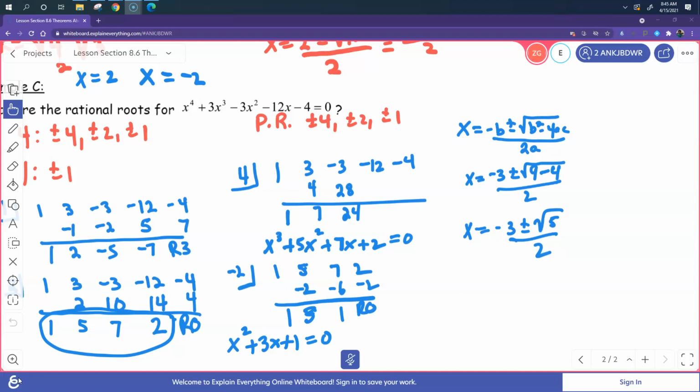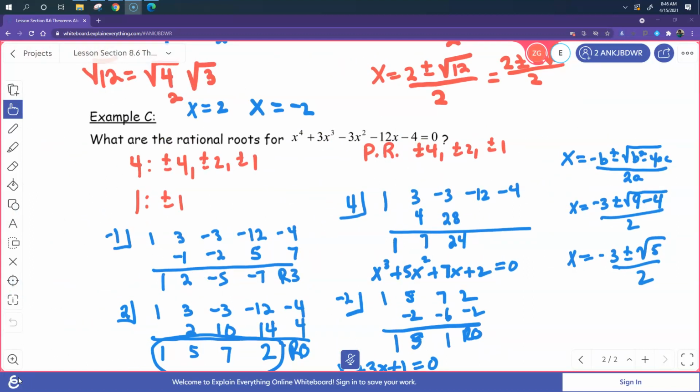Okay. So let me go ahead and give you the other answers. So it's 2, negative 2, and then we have x equals negative 3 plus or minus square root of 5 over 2. And you notice that it's to the 4th power, so we have 4 answers.